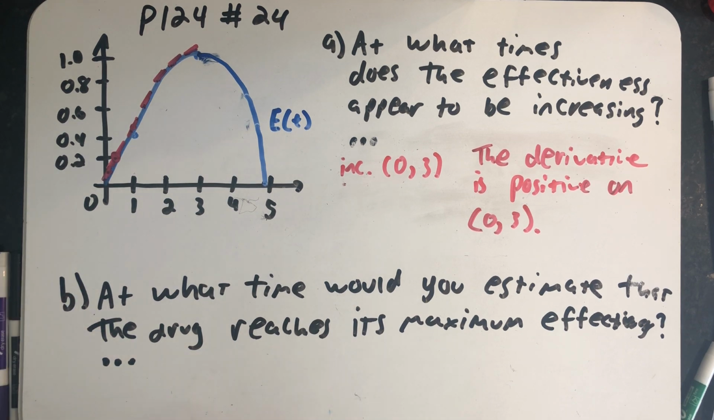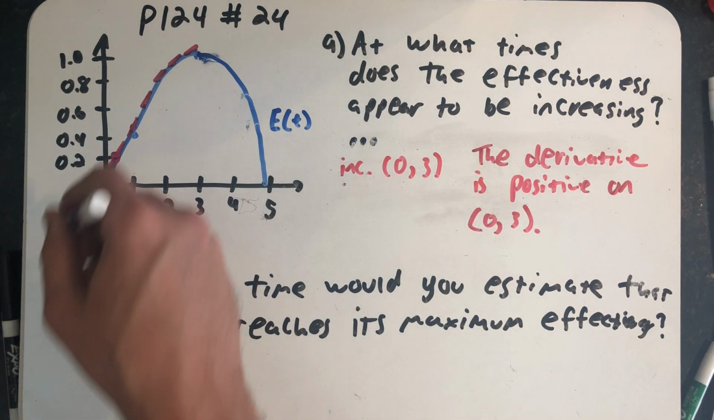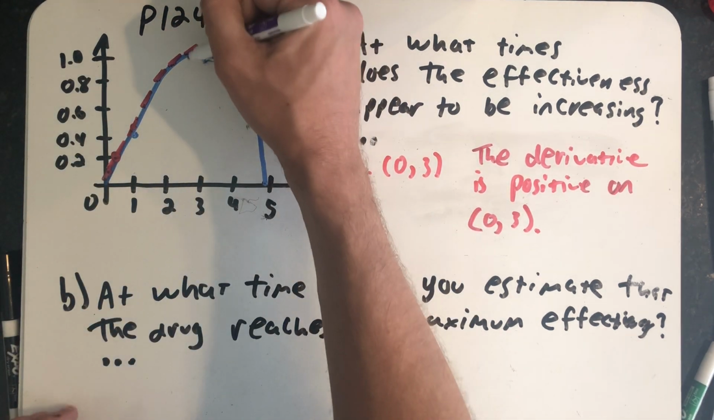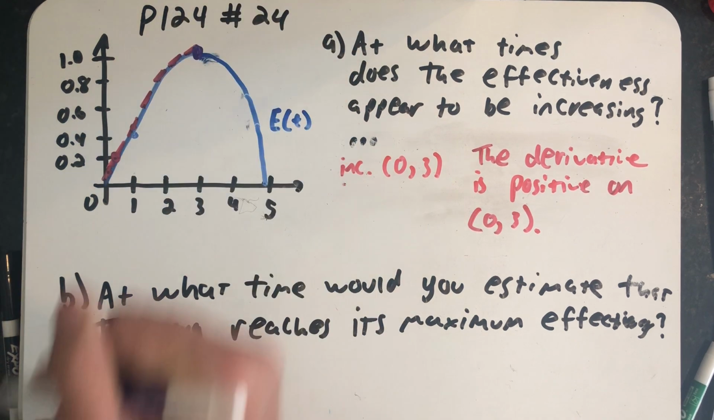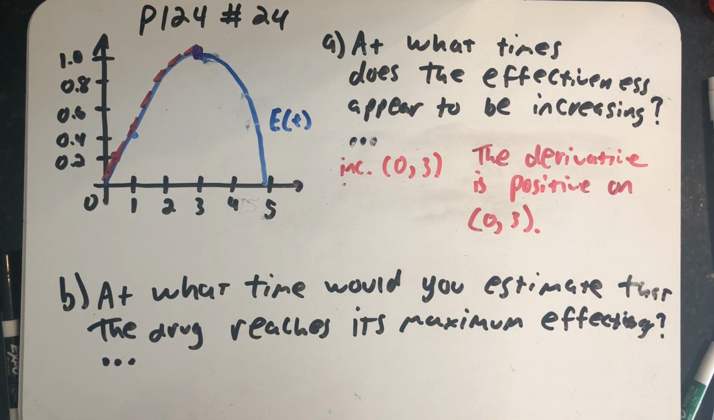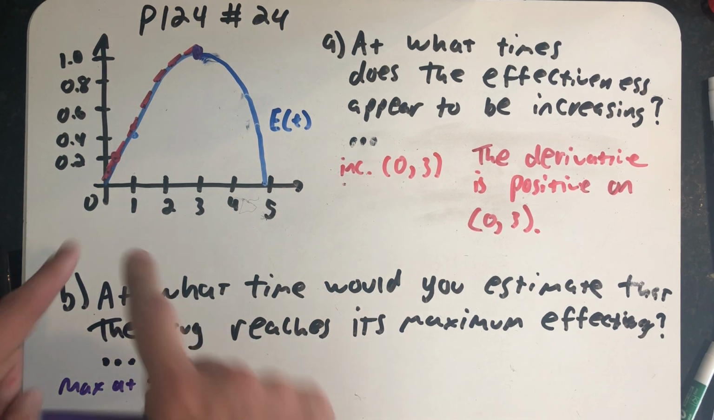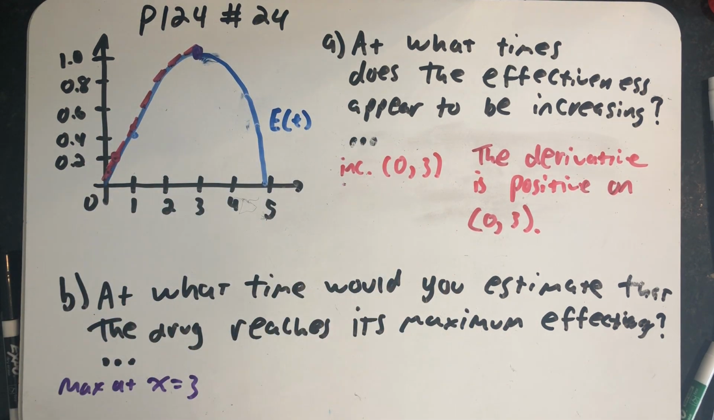All right, so part B here. At what time would you estimate that the drug reaches its maximum effectiveness? Well, I'm increasing and then I'm decreasing. I think the highest point I see on the whole picture is right there at 3. Right there, the idea of relative maximum from maybe a pre-calculus course, the thing at the top of the hill. And so there I have my relative maximum.